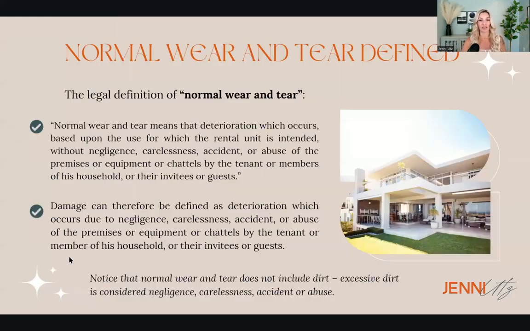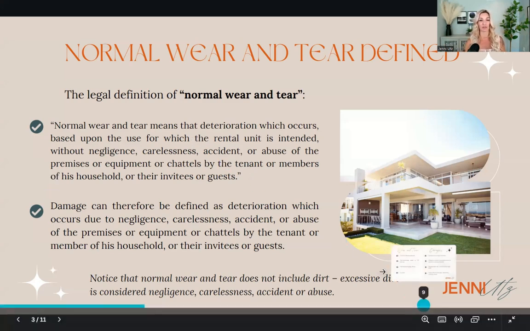Normal wear and tear means the deterioration which occurs based upon the use for which the rental unit is intended, without negligence, carelessness, accident, or abuse of the premise or equipment, chattels by the tenant or members of its household or their invited guests. So when you look at that, then you would talk about the difference. So damage would then be defined as deterioration which occurs due to negligence, carelessness, accident, or abuse of the premise or equipment by the tenant or member of its household.